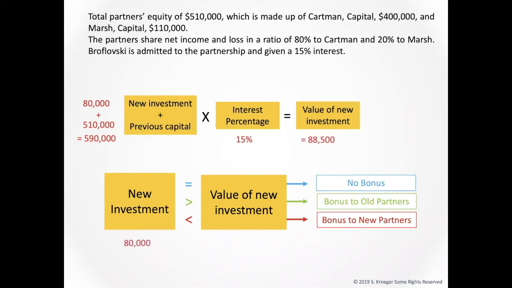The new investment was $80,000, but the value of that investment is $88,500. In this case, the value of the new investment is greater than the investment itself. Broflovski only has to give $80,000, but he will have a capital account of $88,500. This is the bonus to the new partner. Where does this extra capital come from? It gets deducted from the previous owners. The other two partners will lose this extra money and give this bonus to the new partner.